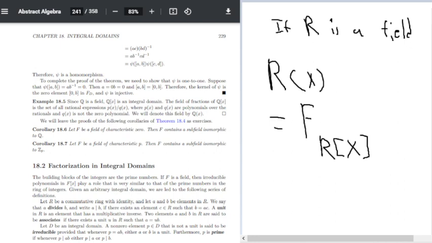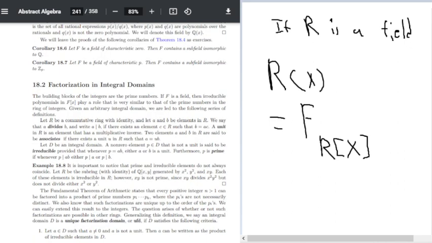We'll leave the proofs of the following corollaries of Theorem 18.4 as exercises. Corollary 18.6: Let F be a field of characteristic 0. Then F contains a subfield isomorphic to Q. Corollary 18.7: Let F be a field of characteristic p. Then F contains a subfield isomorphic to Z sub p. These are very important, and they basically ensure you have some amount of structure on your fields, and that your fields will contain certain things that must be similar to something else.